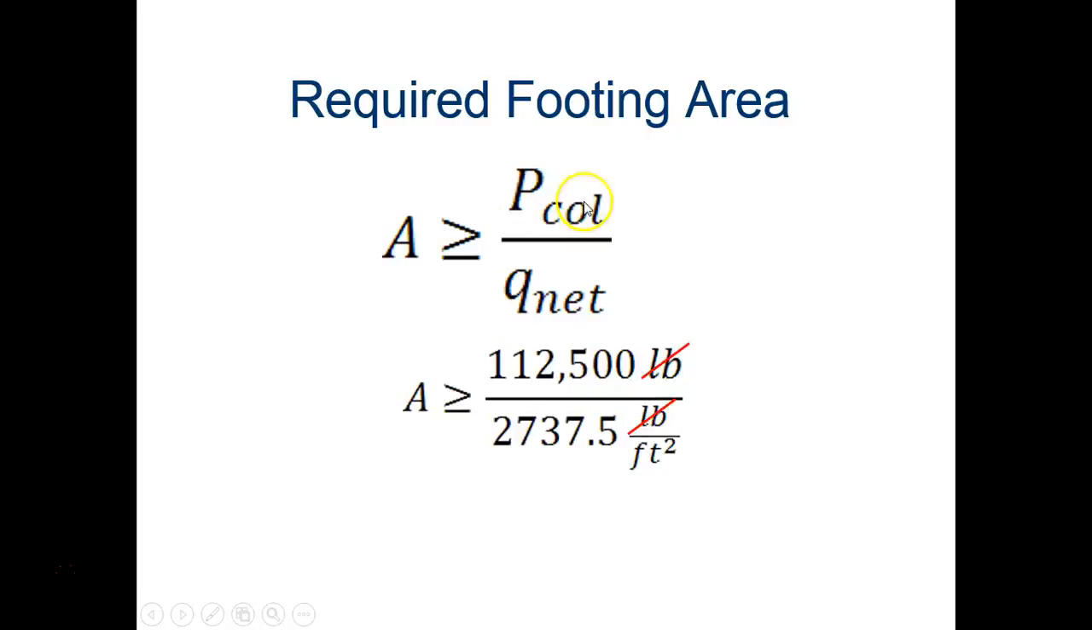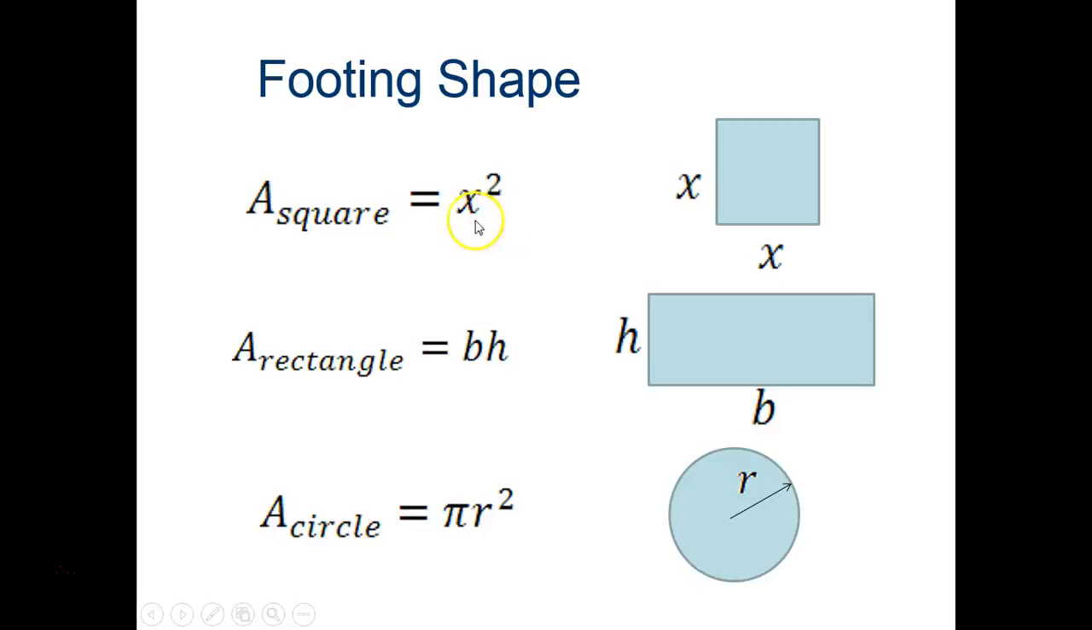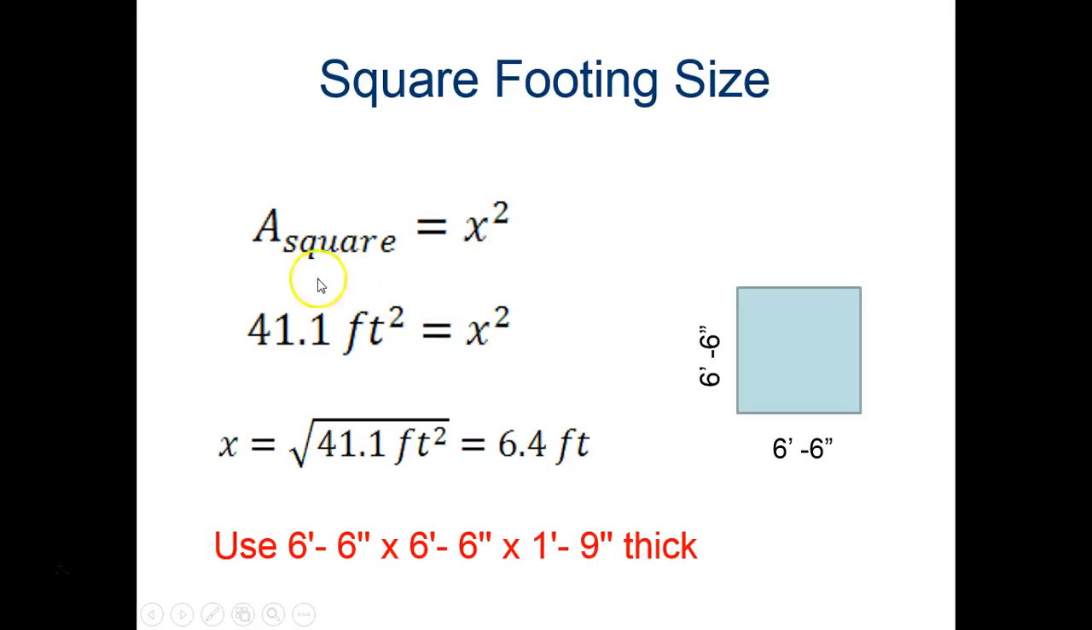We now put in our column amount here, divided by what we just found in our previous section, to get how big our footing needs to be. Our footing needs to be this many square feet. We can make a square footing, rectangular, or circular. At this point, they're going to say, what if we take this 41 and make it a square footing? We do a little algebra, take the square root of both sides, and find 6.4 feet.